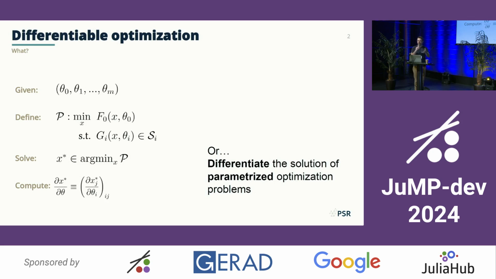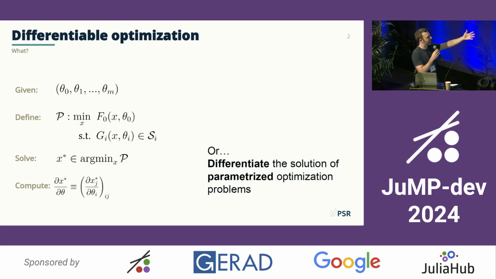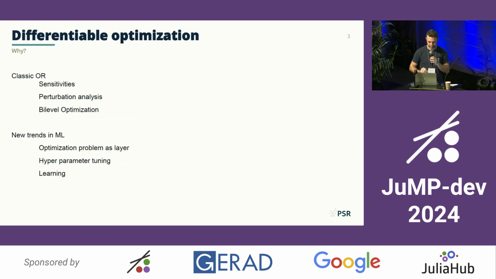Well, Andrew made a use case introduction for some of these, and I will talk slightly more about some applications and then go into more details on how we can achieve this. The alternative way of saying that is we want to differentiate the solution of a parametrized optimization problem. So I made these two words bold, and we'll see why soon.